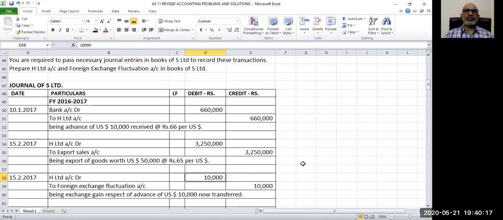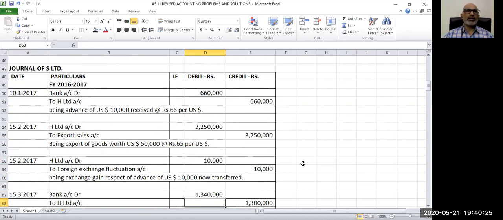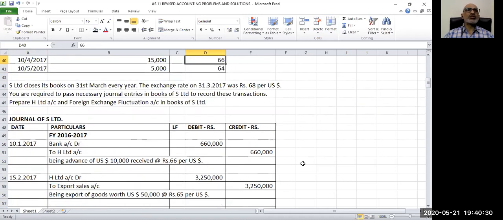$10,000 was received as advance. 1 rupee per dollar is the difference or exchange gain that has to be transferred to foreign exchange fluctuation account. Then moving further, let us see what further details of payments we have.